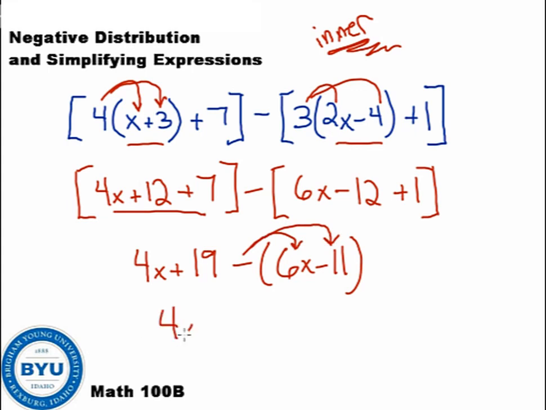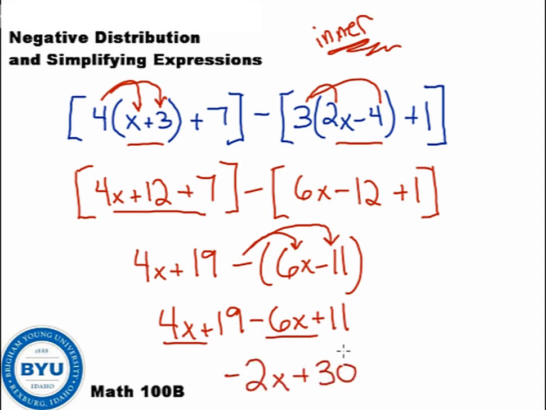So we're left with 4x plus 19 minus 6x plus 11. Notice this minus goes to both of these inside. When I do, now I can combine the like terms. 4x minus 6x is negative 2x, and 19 plus 11 is 30. Okay, that was a little more intense because it has 2 grouping symbols.